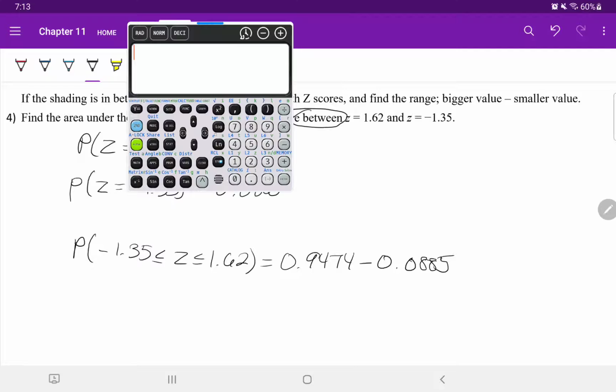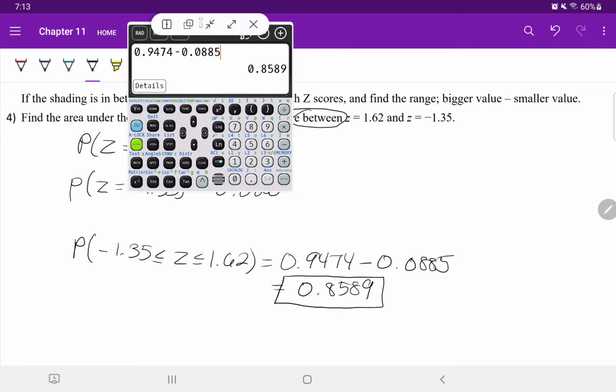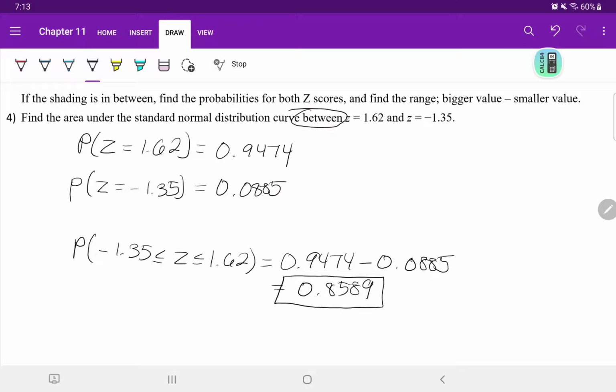Let's see what we get. 0.9474 minus 0.0885 is 0.8589. That is the answer in this case.